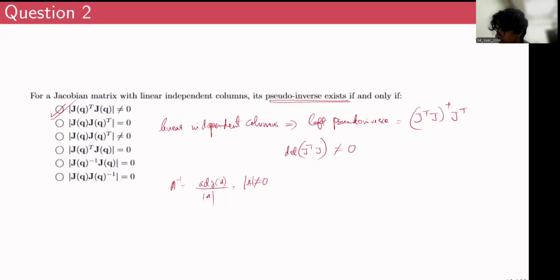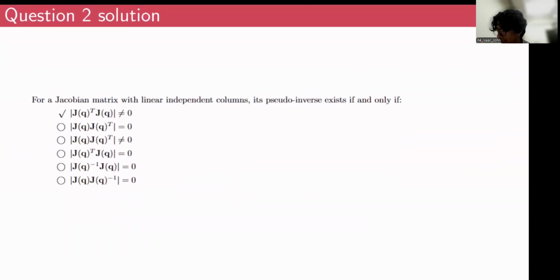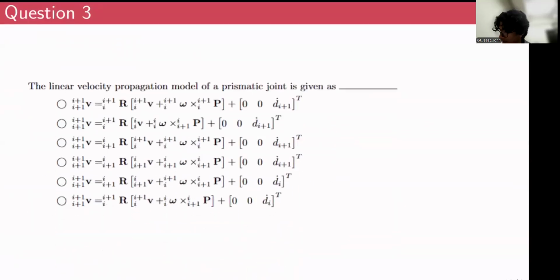If there is any doubt, let me know. I'll just move through the questions. That's indeed the correct answer. Now moving on to question 3. Again, this is a straightforward question. We have discussed how to propagate velocities, linear velocities. So this is basically the linear velocity propagation. The question asks for the formula for linear velocity propagation for a prismatic joint.